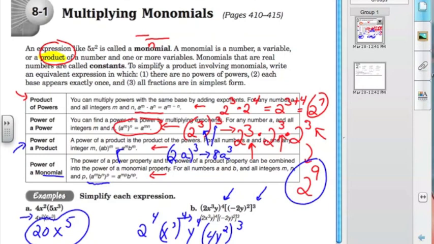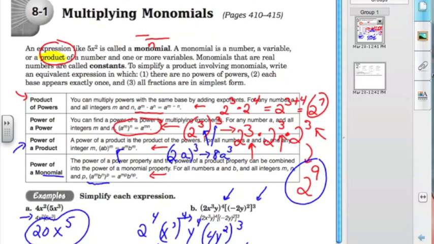Alright, at this point, we still have the second term, 4y squared, that needs to be cubed. Well, 4 cubed, 4 times 4 is 16, times 4 more is 64. So we have 64. Y squared cubed is y to the 6th. And we bring down everything else. So we have 2 to the 4th, x cubed, and y to the 4th.